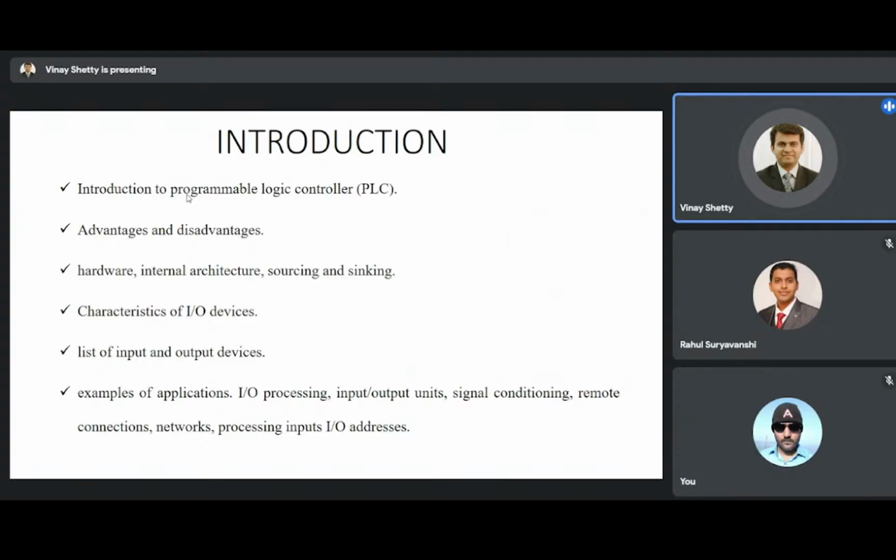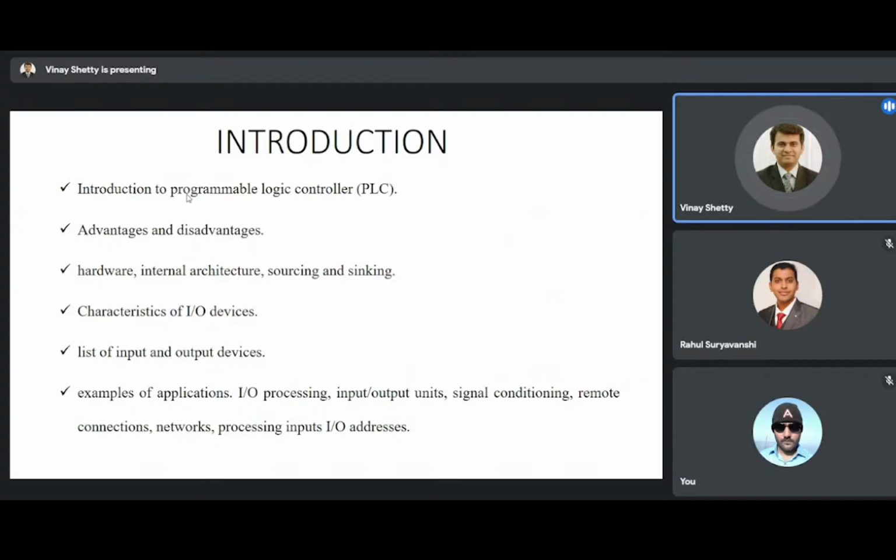Then what are the advantages and drawbacks? I don't say them as disadvantages. Basically, they are the drawbacks which are there in the system, which can be made obsolete by making use of new technologies. Then we have to see the hardware, the internal architecture of the PLC, and the method of sourcing and sinking. The method of sourcing and sinking is basically with reference to the input which has been connected to the PLC, or with reference to the output which has been connected to the PLC.